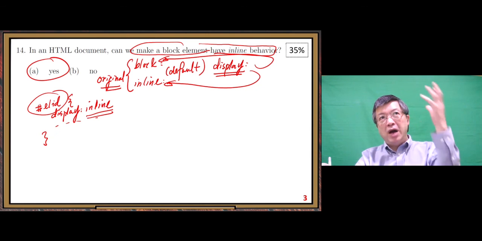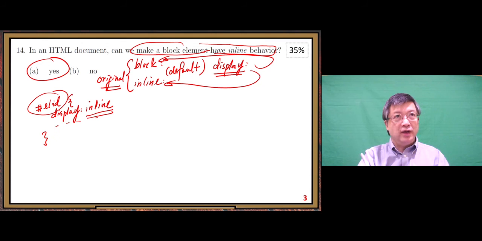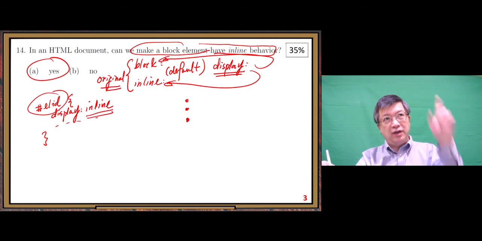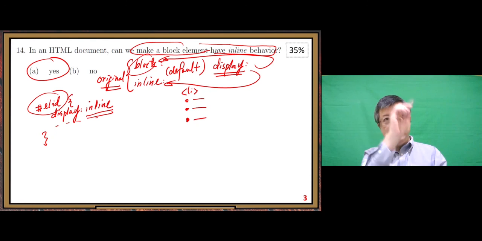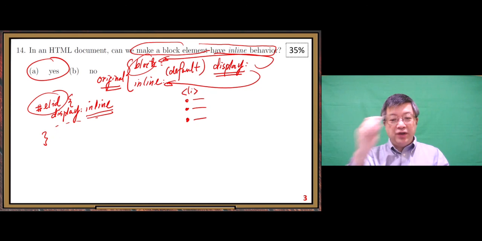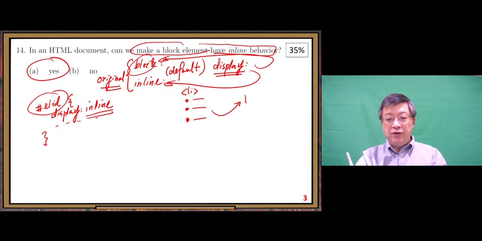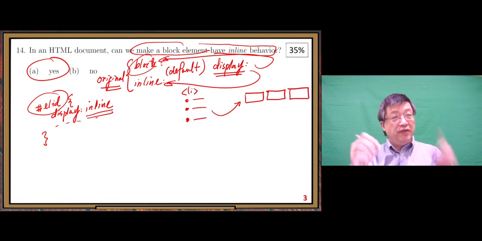The example I showed you, remember, is a list. Ordered, unordered, the list. We know the list element, Li, by default is a block element. So we list in that block way. But after we change to inline, you will see this list displayed in the horizontal way. That's the inline way, horizontal way.